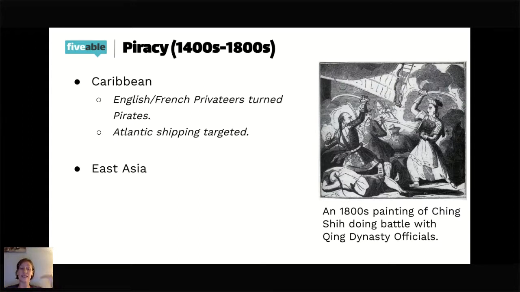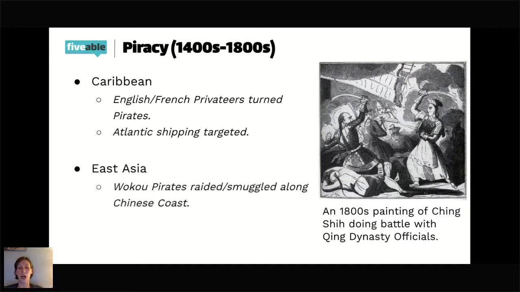East Asia and Southeast Asia are very much the same, because we have a lot of shipping coming in and out of the Indian Ocean. There are a lot of islands, there are a lot of safe harbors and ports in southern China and in Southeast Asia. And so we have a lot of piracy in that region, a lot of smuggling happening of goods.